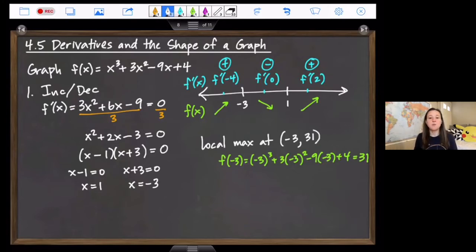And because we went from decreasing to increasing when we got to +1, we know we're going to have a local minimum there. So we're going to have a local min at +1, comma, f of +1. So let's find f of +1.